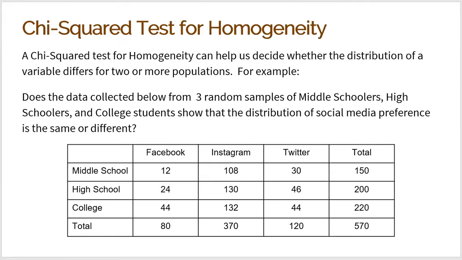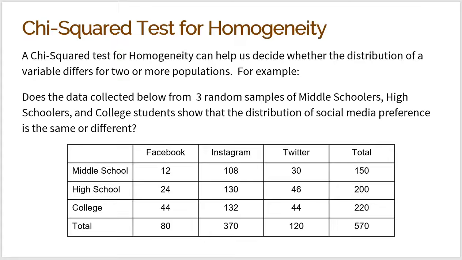Here's another example. This is called a chi-squared test for homogeneity. A chi-squared test for homogeneity can help us decide whether the distribution of a variable differs for two or more populations. So we're looking at a categorical variable, but across 2 or more populations. So again, I mentioned earlier, we could look at blue eyes for guys versus girls. Well, that's looking at one category.